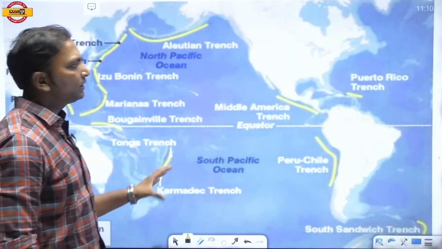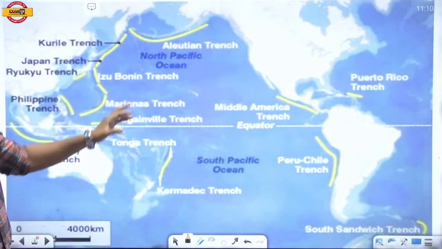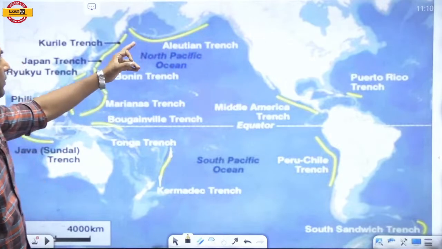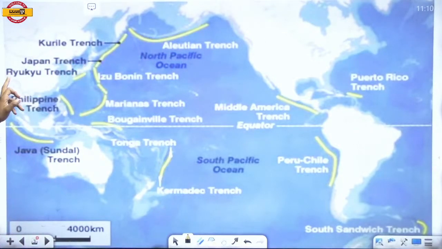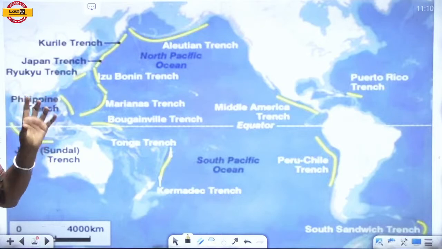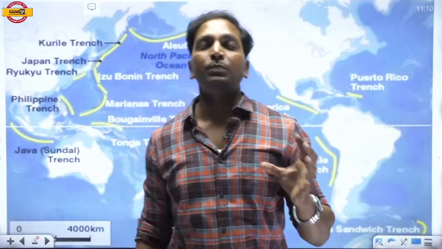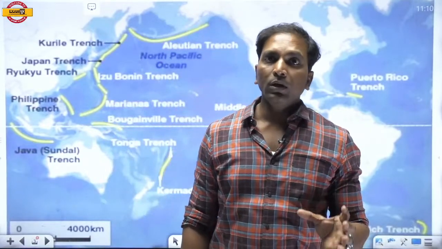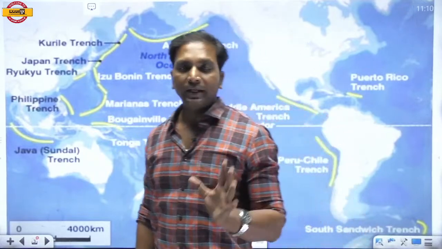Here you can see the trenches in the Pacific Ocean. This one is the Aleutian Trench. You can see here the Kurile Trench, Japan Trench, Ryukyu Trench. These are the smaller trenches which can be asked in UPSC Prelims, so you must write down these trenches present in the Pacific Ocean.